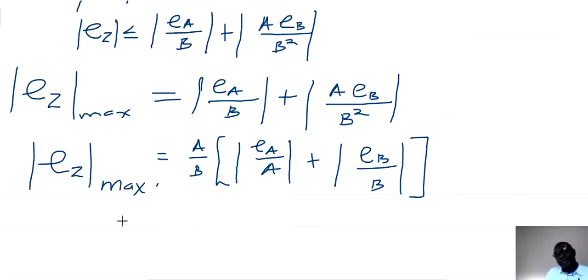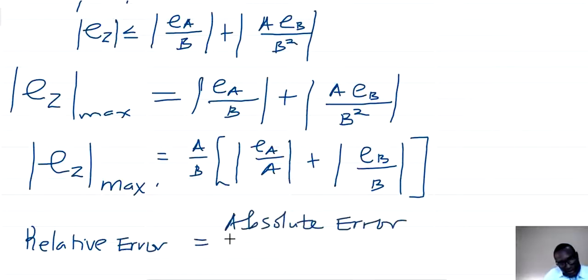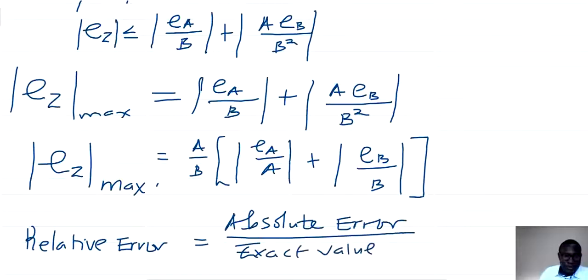Okay, then right after here we can be able to get the relative error, which is equal to the absolute error divided by the exact value. So let us substitute in here. Our absolute error is right here.